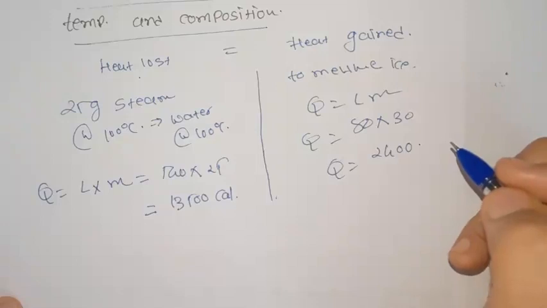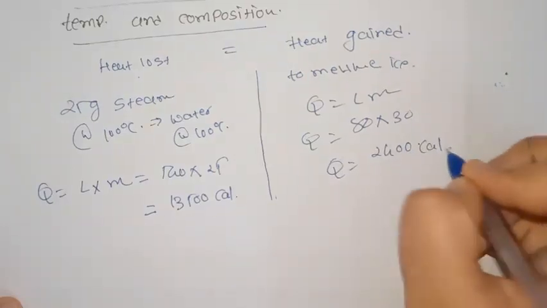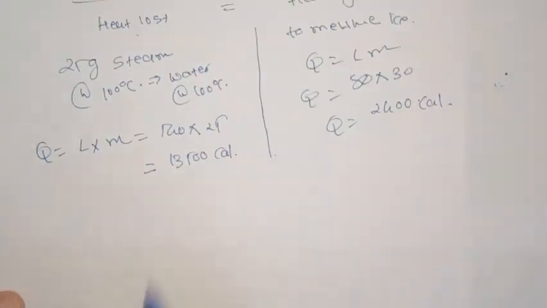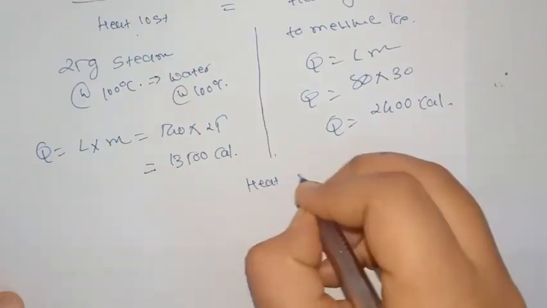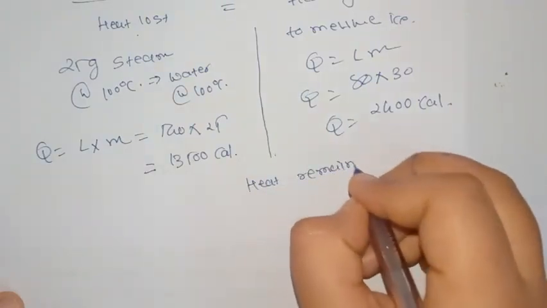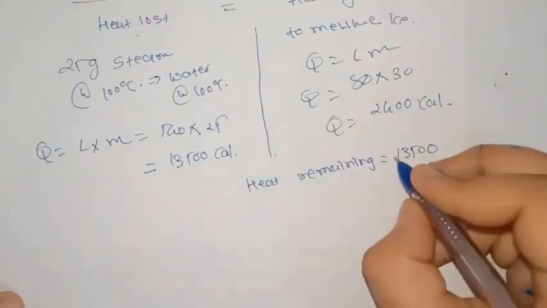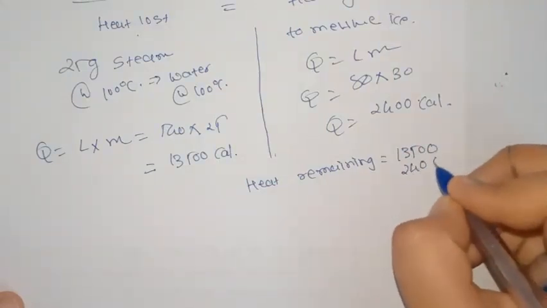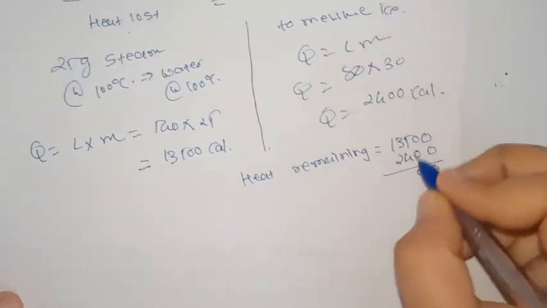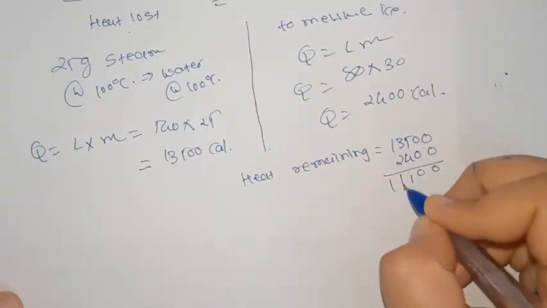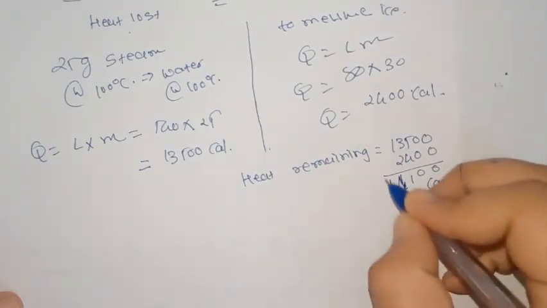So heat energy required will be 2400 calorie. So after doing this, heat remaining is equal to 13500 minus 2400. That will be 11,100 calorie.